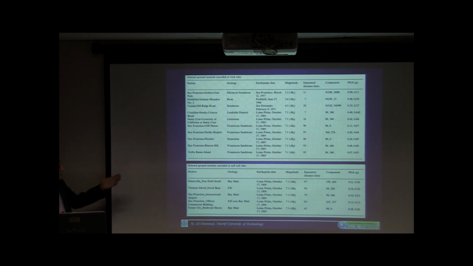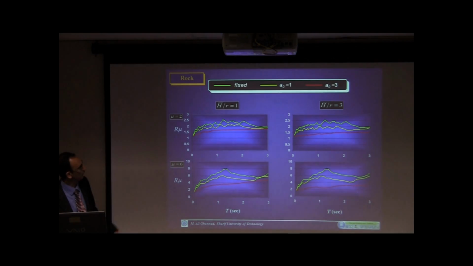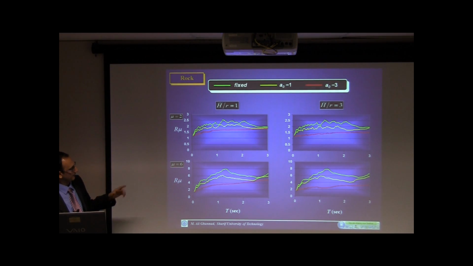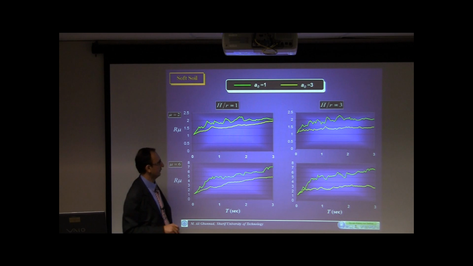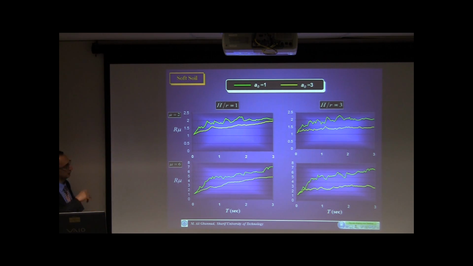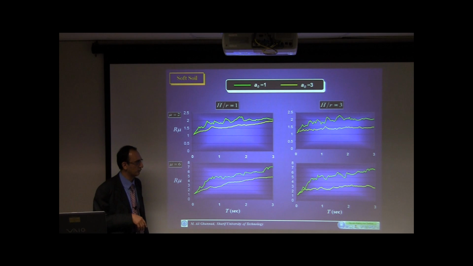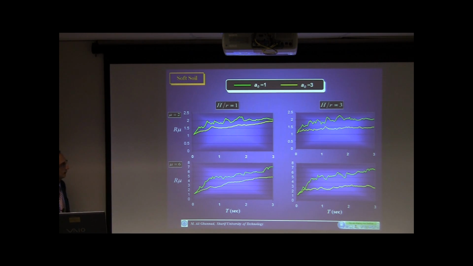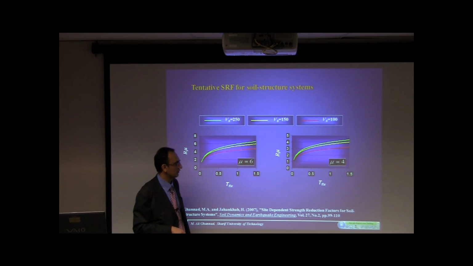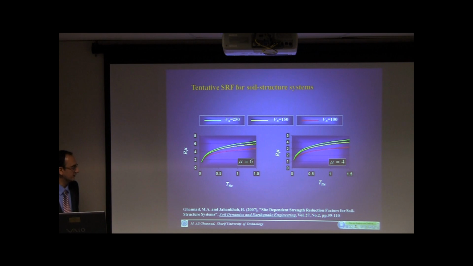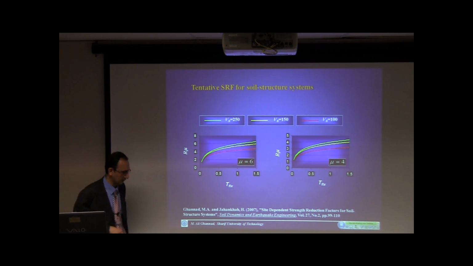We can repeat the analysis for ground motions on the rock and the soft soils, and these are the results for the rock. Again, the same results, and for the soft soils, again the same. I didn't show the fixed base because drawing the strength reduction factor for the fixed base has to be normalized, and anyway, I skipped that to save time. Anyway, you can see a large effect of the soil structure interaction on the strength reduction factors, and these are the strength reduction factors for the soil structure system that we developed in our studies, and the results have been published in 2007 in Soil Dynamics and Earthquake Engineering.